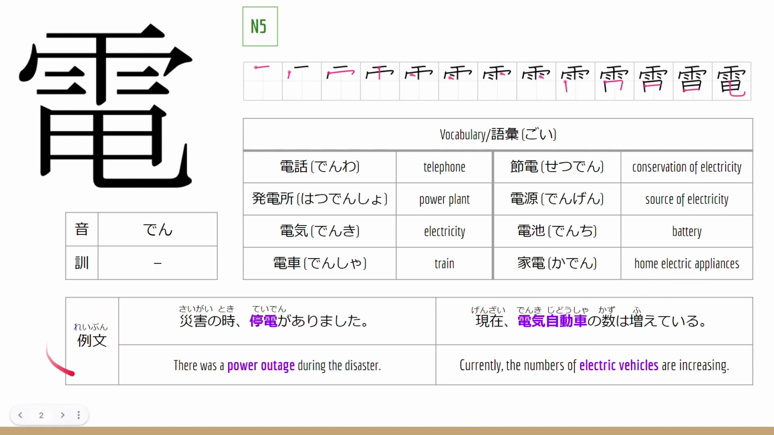Now, let's go into the example sentence. 災害の時、停電がありました。There was a power outage during the disaster. 現在、電気自動車の数は増えている。This means currently the numbers of electric vehicles are increasing.